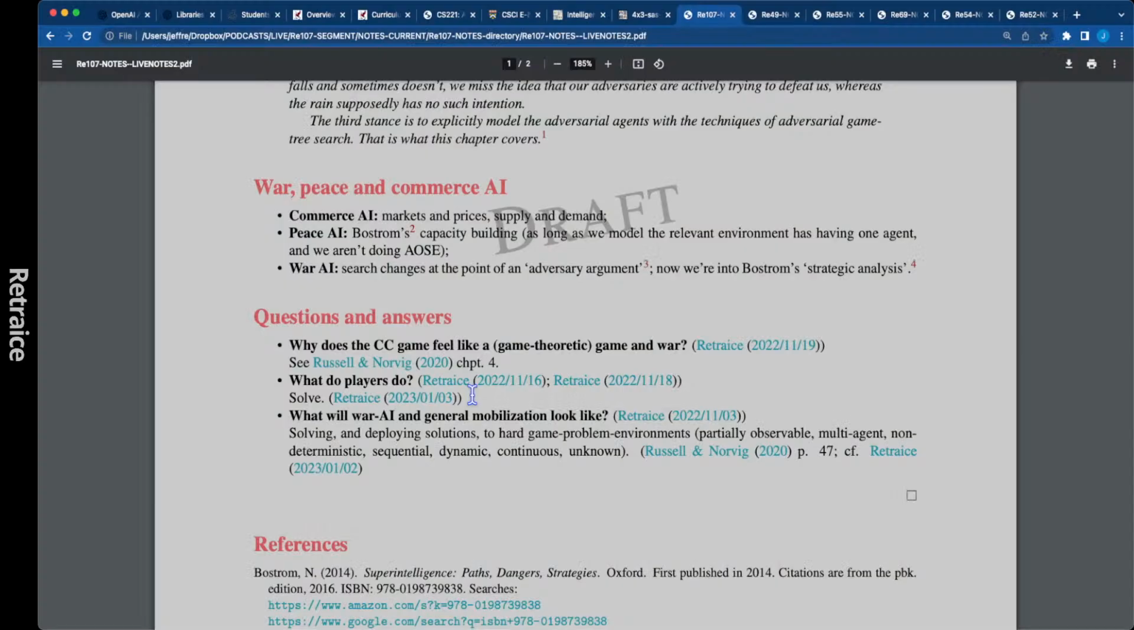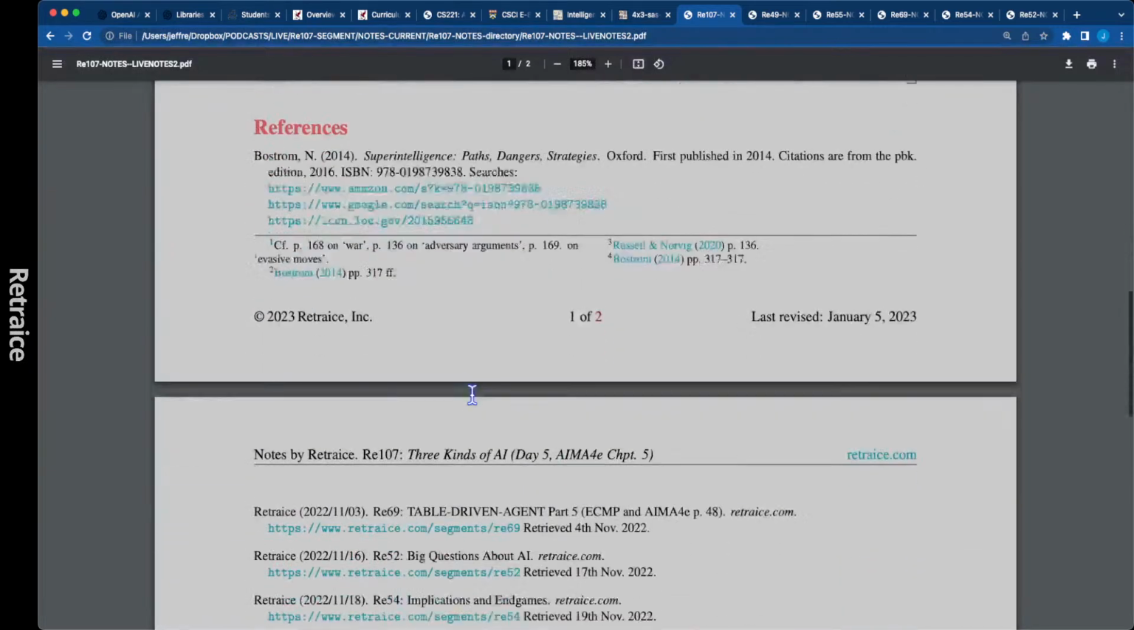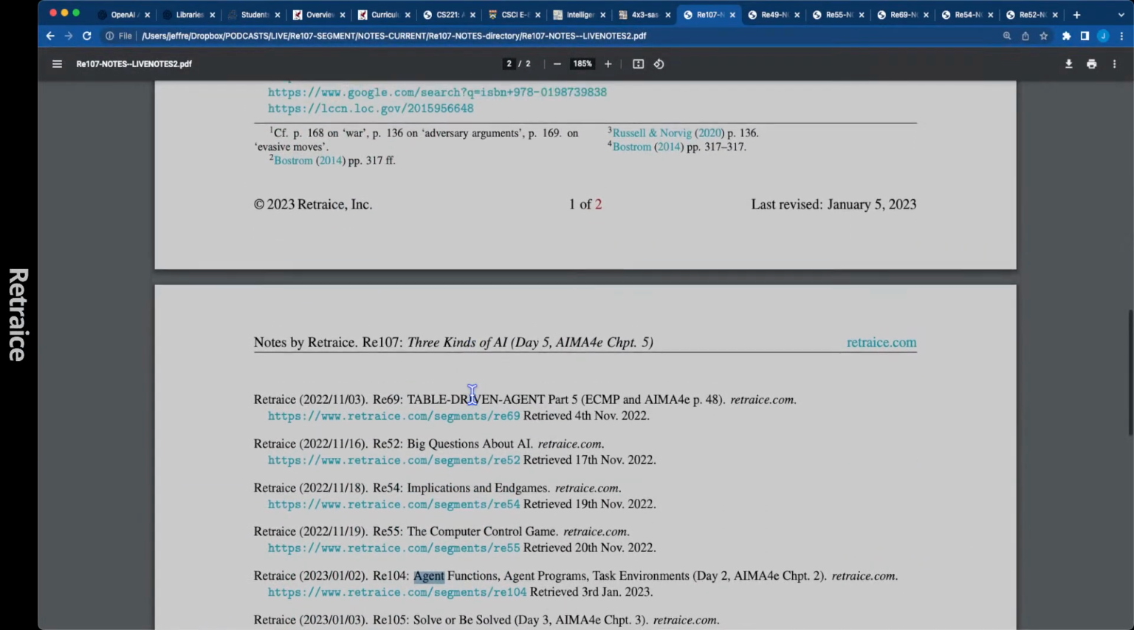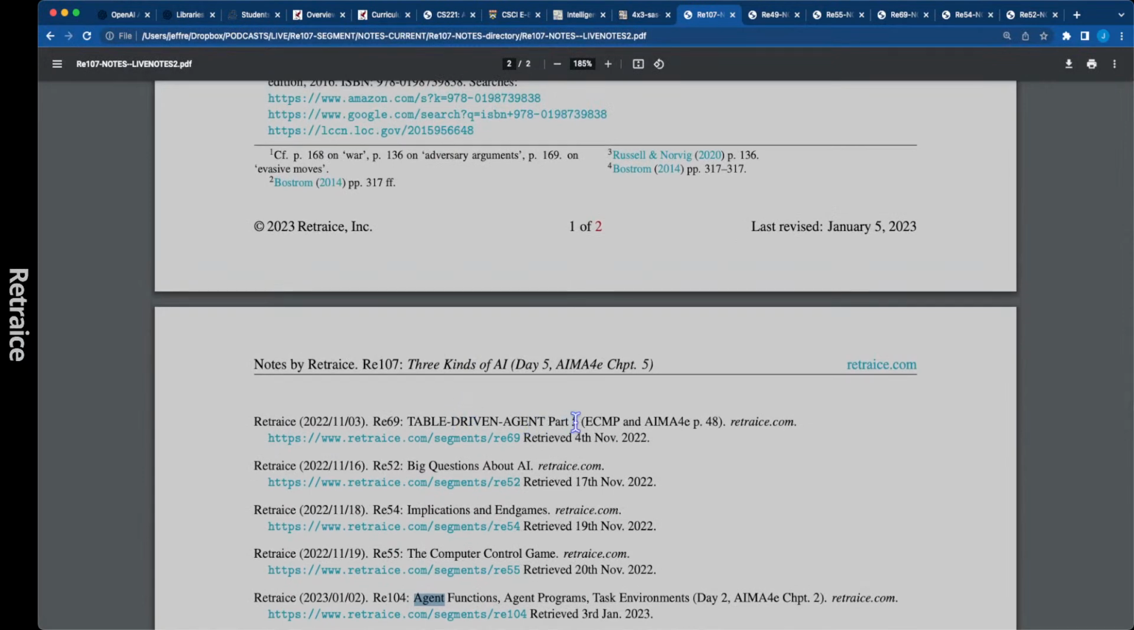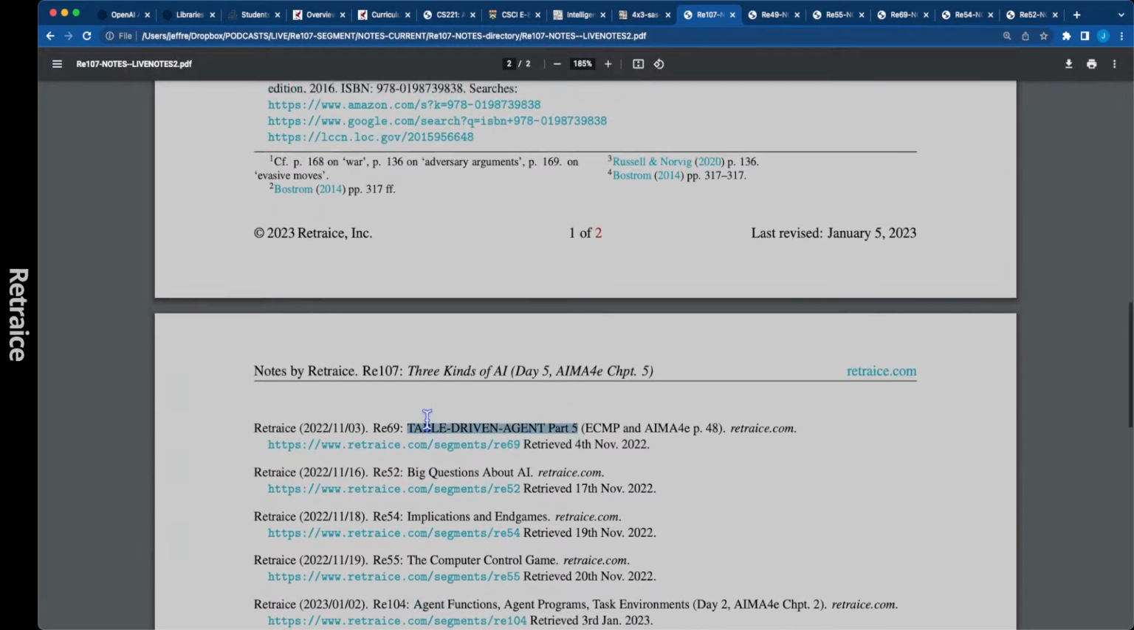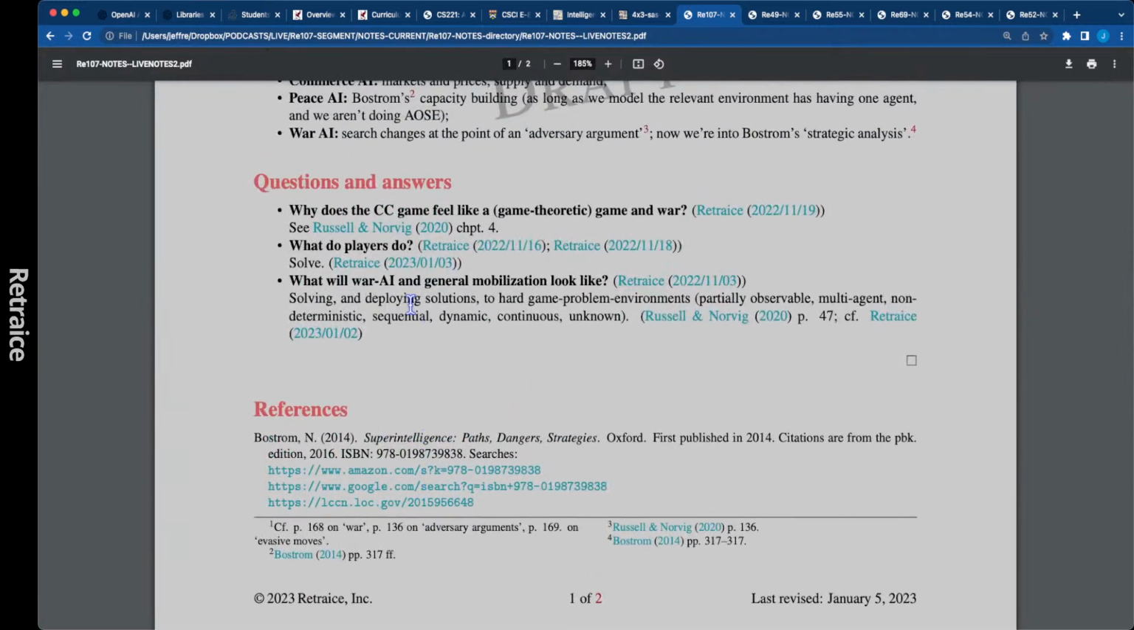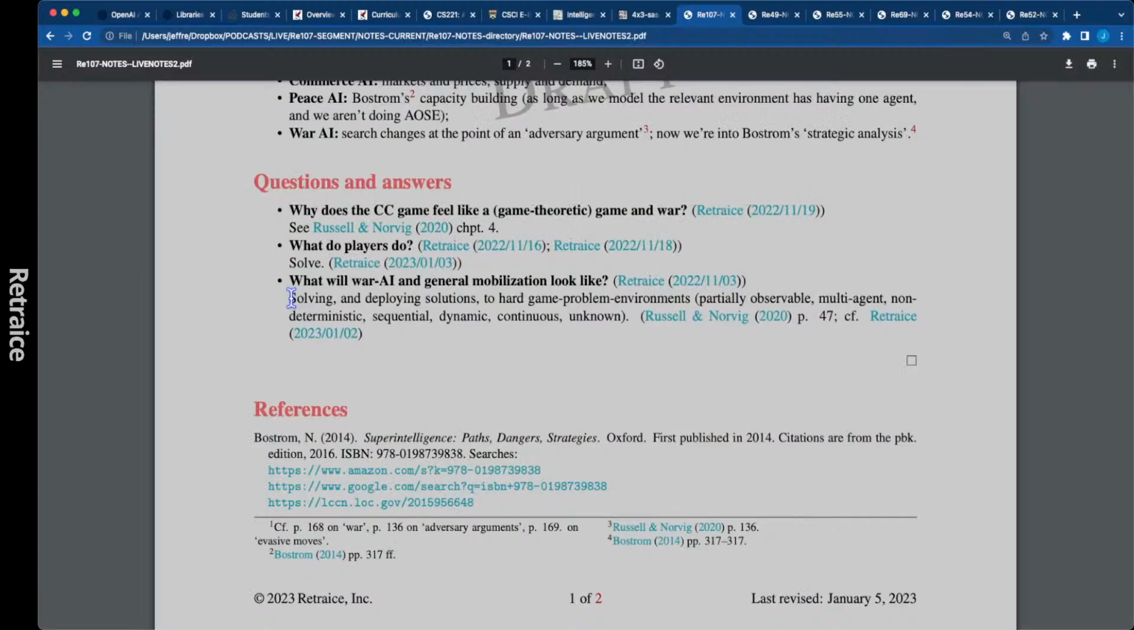Okay, final question, not the final question, but final question for today. What will war AI and general mobilization look like? We asked that in 11.3, which was Re69. At the end of the table-driven agent, we were just reflecting and wrapping up, and we started thinking about that. I think I have an answer to that. I swear I didn't intend to come up with this, but it does sort of present itself. I don't know if I'll agree with this in 6 months, but I definitely agree with it now.